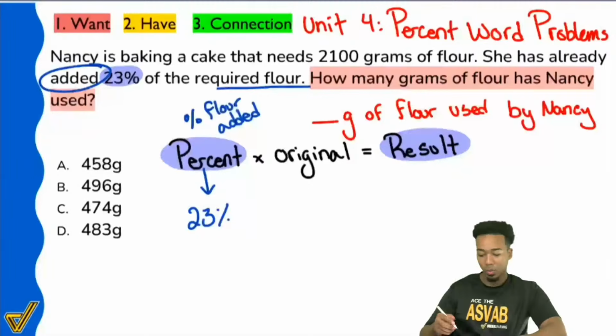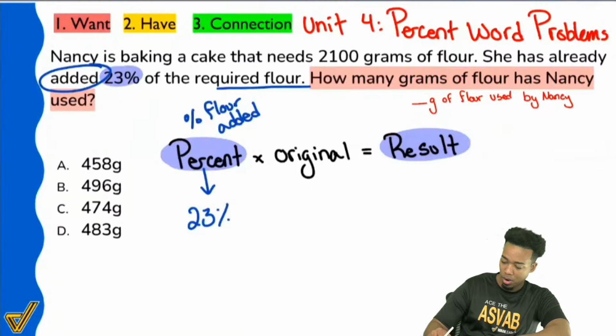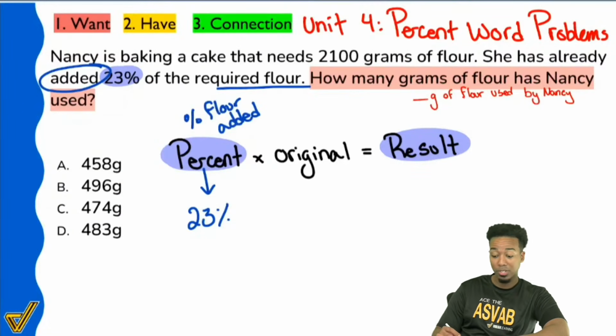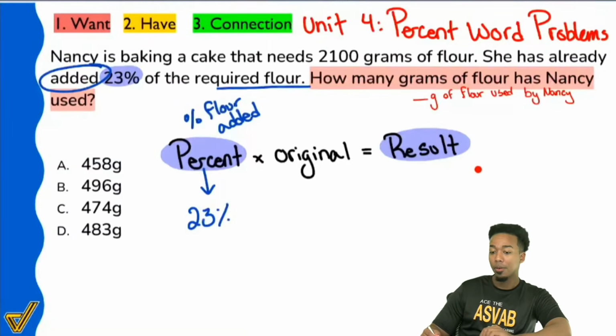So everybody, what does that mean this result is going to get us? Let me go ahead and make this a little smaller. Let's see if we're getting this down. If this 23% represents the percent of flour added, what does the result mean? What is that going to give us? What is that going to say? Not just the number, but what amount does that represent? The amount of what used?